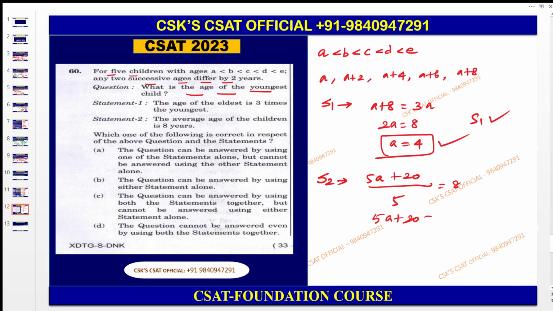5A plus 20, which is equal to 40. So 5A is equal to 20. Here in this case also we can say A is 4. Statement number 2 also, okay, fine. Both are sufficient, right? Individually.